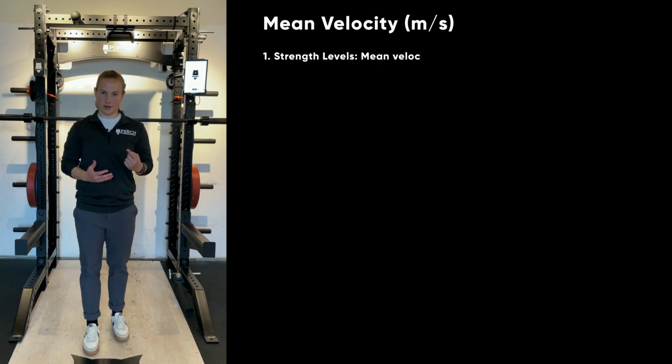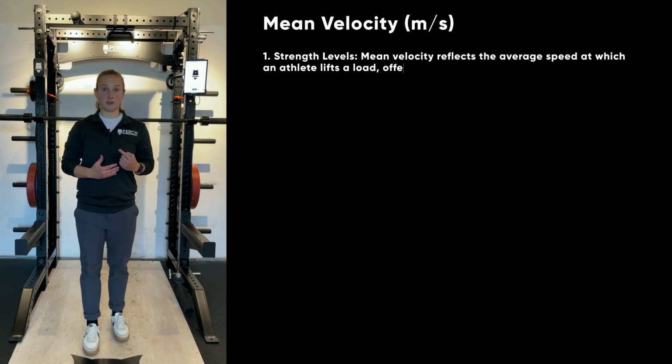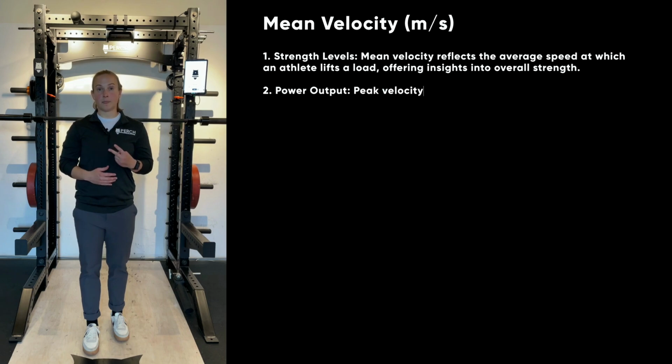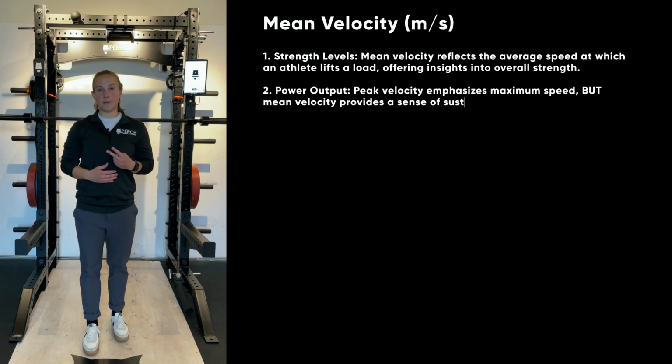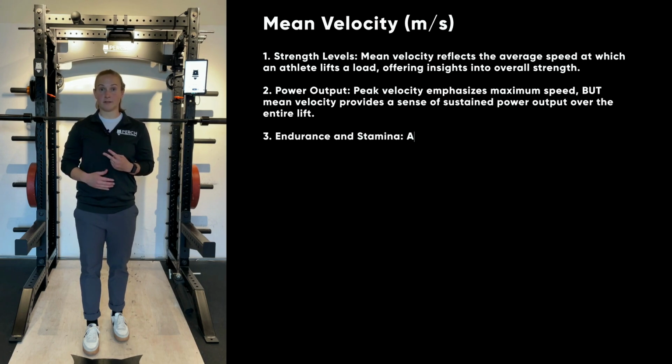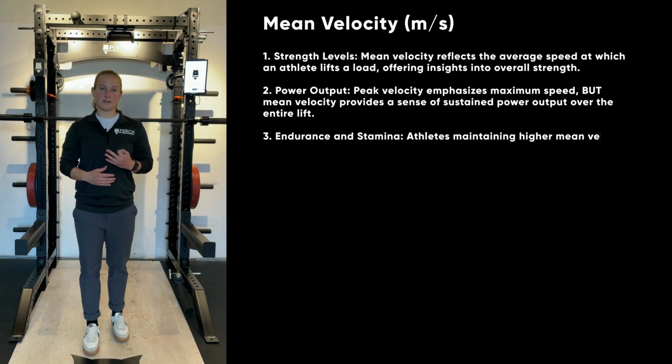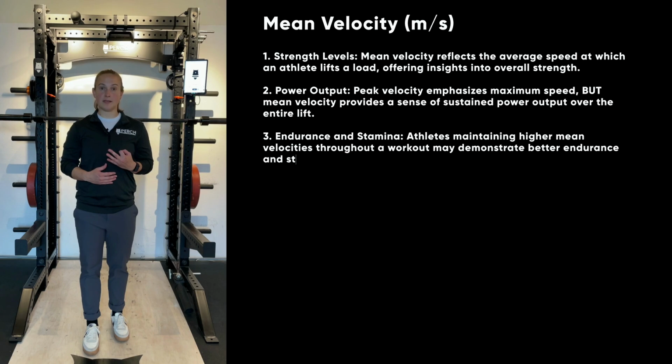Number 1, strength levels. Mean velocity reflects the average speed at which an athlete lifts a load, offering insight into overall strength. Number 2, power output. While peak velocity emphasizes maximum speed, mean velocity provides a sense of sustained power output over the entire lift. Number 3, endurance and stamina. Athletes maintaining higher mean velocities throughout a workout may demonstrate better endurance and stamina.